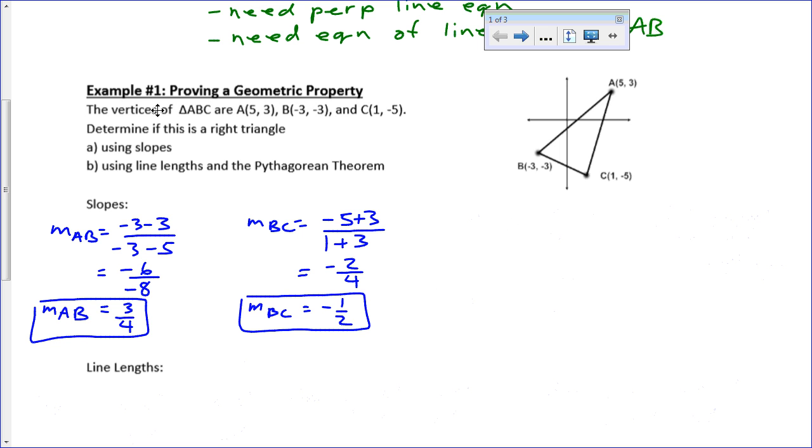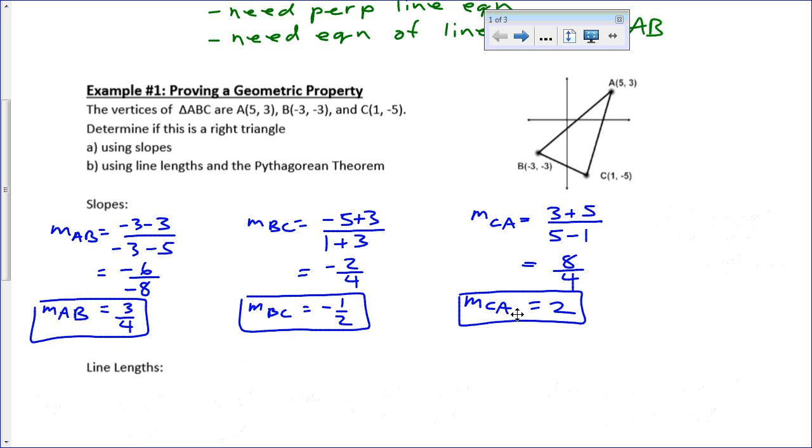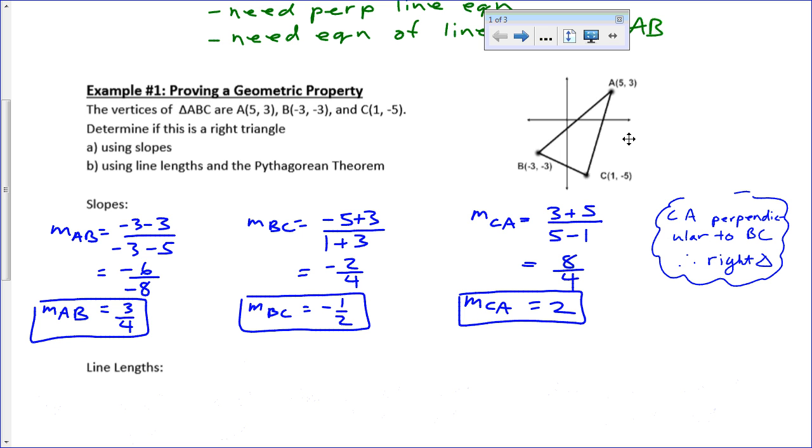And now what we're trying to do is check if there is a right angle. Now, the only time we have a right angle is when our slopes are negative reciprocals of each other. If you look at the slope of AB and the slope of BC, you'll notice that these two aren't negative reciprocals. But when we take a look at CA, you'll notice that it is a negative reciprocal of BC. So you would say for this problem that this line is perpendicular to BC because of the negative reciprocal, and therefore this triangle that we formed is a right triangle.